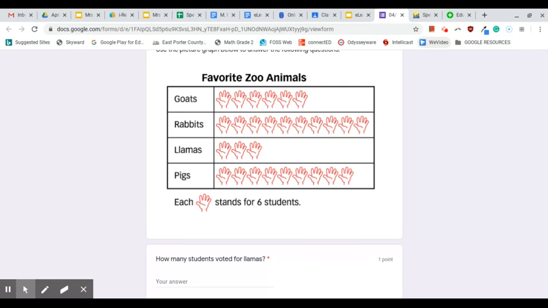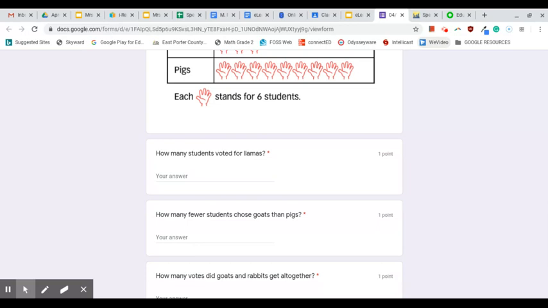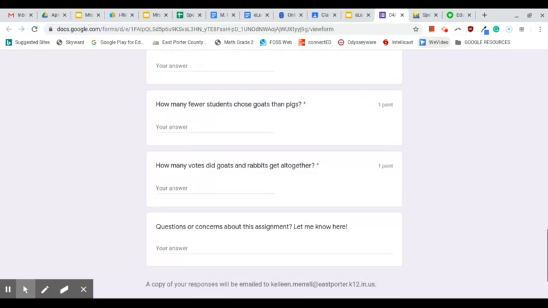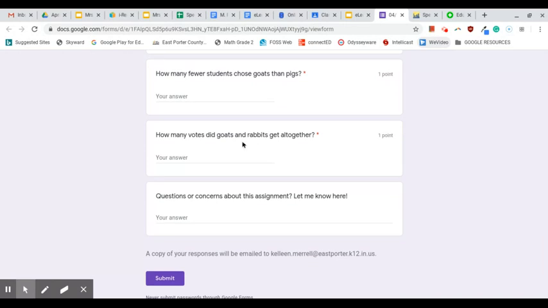I would split up that 16 into 10 and 6. So I would multiply 10 times 6 plus 6 times 6. That should make that a little bit easier for you. Let me say that one more time. Go ahead and do 10 times 6 and then add that answer to 6 times 6. That's going to be your answer for how many goats and rabbits all together.